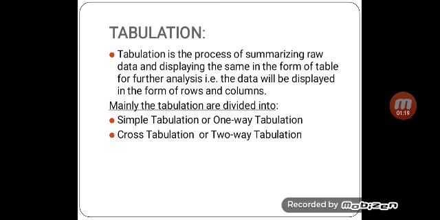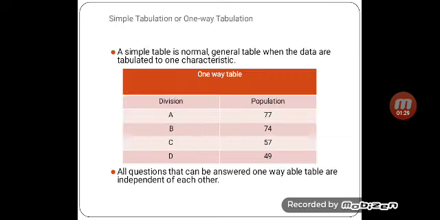Mainly, tabulation is divided into two types: simple tabulation or one-way tabulation, and cross tabulation or two-way tabulation. First is simple tabulation or one-way tabulation. The name itself tells it is simple. The data mentioned in the table will be simple to understand. A simple table is a normal, general table. When the data are tabulated according to one characteristic, only one characteristic will be explained.